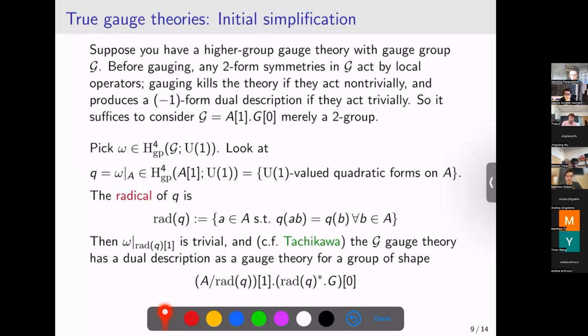So pick a quadratic form. Any quadratic form has an interesting thing you can write from it. This is very early 20th century math, maybe even 19th century mathematics. If you have a quadratic form on an abelian group, it has a thing called the radical. And the radical is the subgroup that's completely invisible to the quadratic form. And the flavor of this gauge theory will depend on what the radical is.